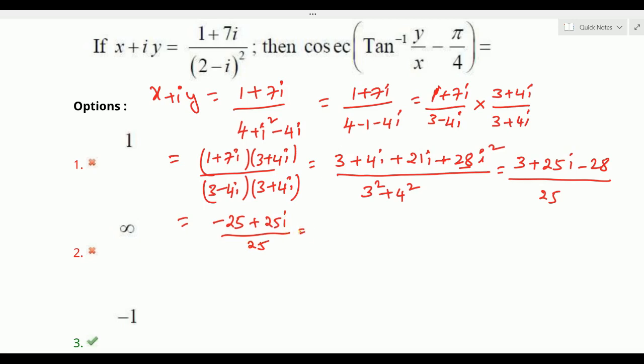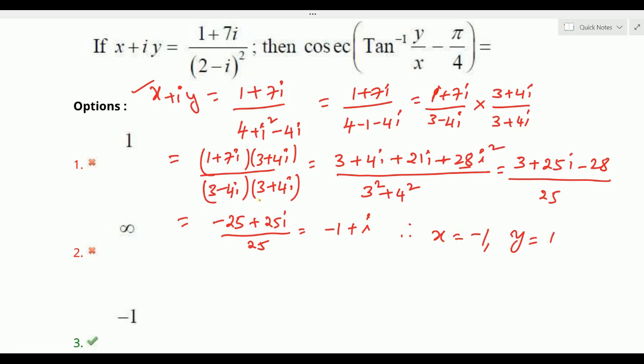We can take the separation. Minus 25 by 25 అంటే -1, plus 25 by 25 అంటే 1 అంటే i వచ్చింది. అంటే this is in the form of a plus ib or not. Compare with x plus iy. Therefore x value is -1, y value is 1.